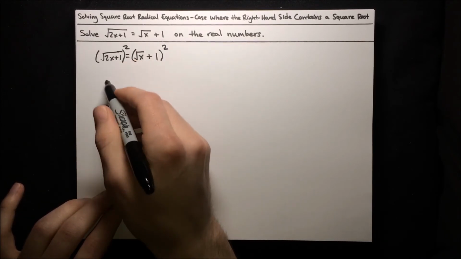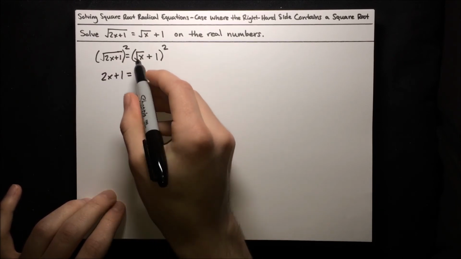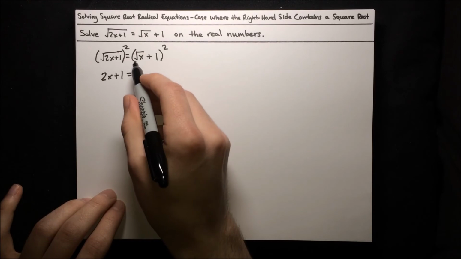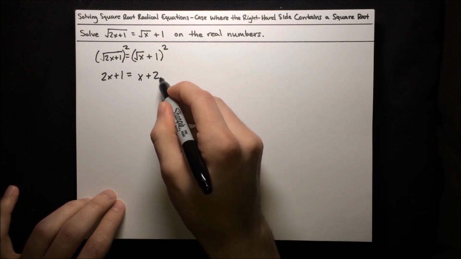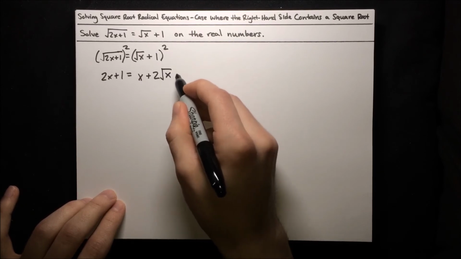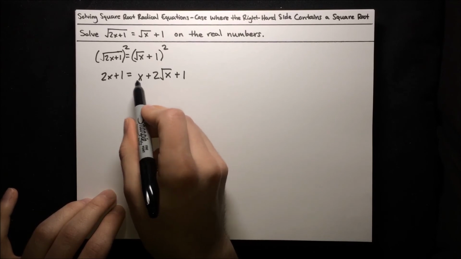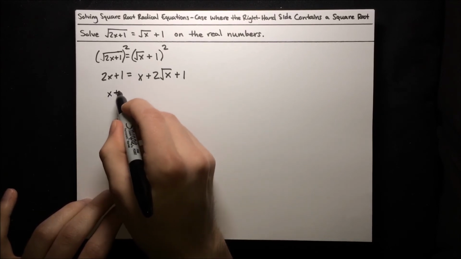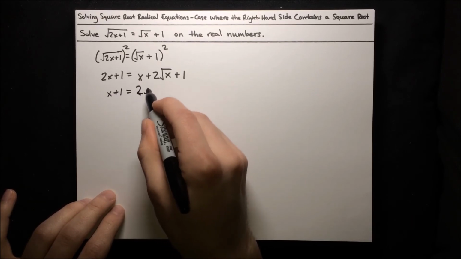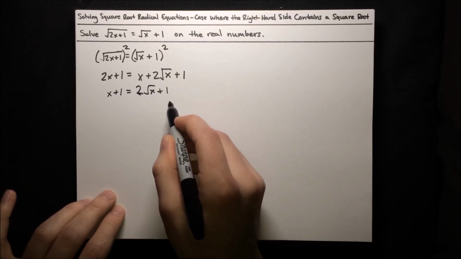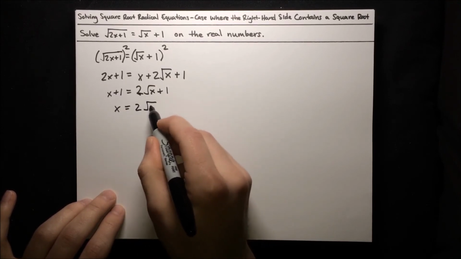So squaring removes the root on the left-hand side. We just get 2x plus 1 is equal to, and then FOIL the right-hand side, so just root x squared, so just x, then plus 2 times 1 times root x, so just 2 root x, and then plus 1 squared, so just plus 1. Okay, now let's go ahead and subtract x from both sides, get x plus 1 is equal to just 2 root x plus 1, and then subtract 1 from both sides, x is equal to 2 root x.